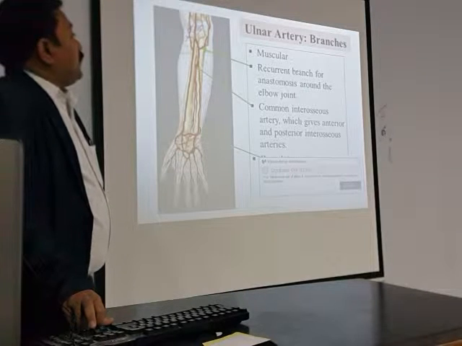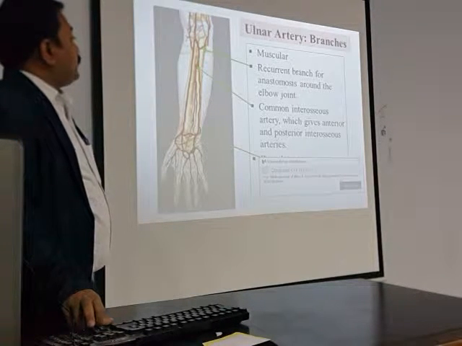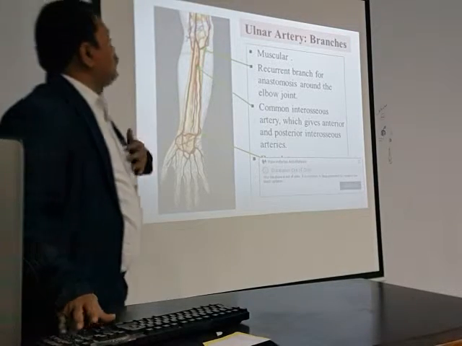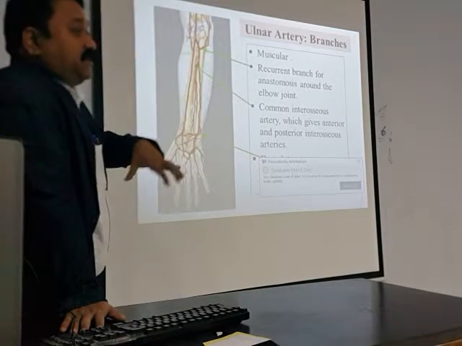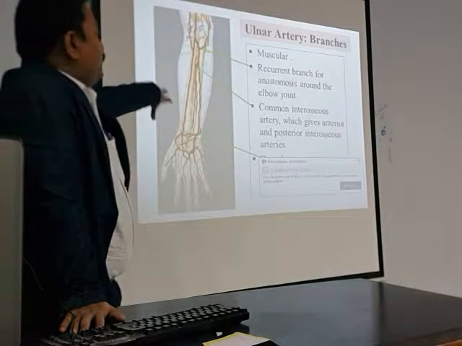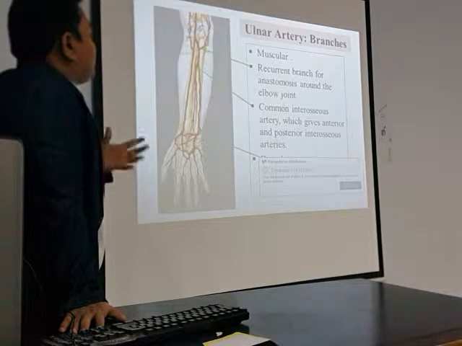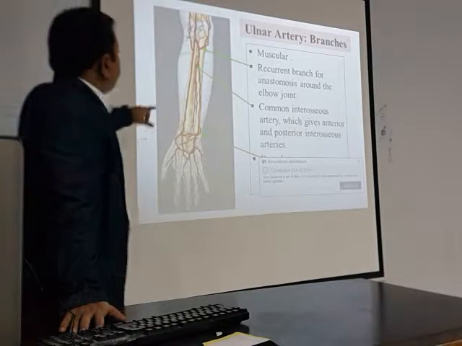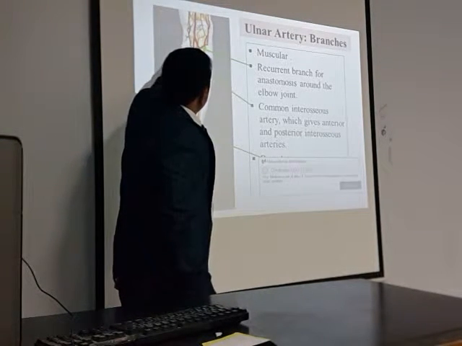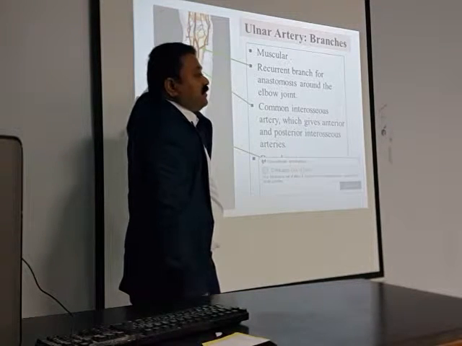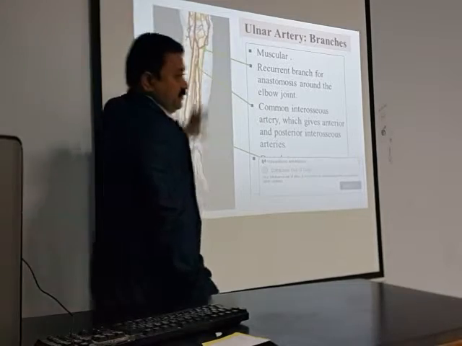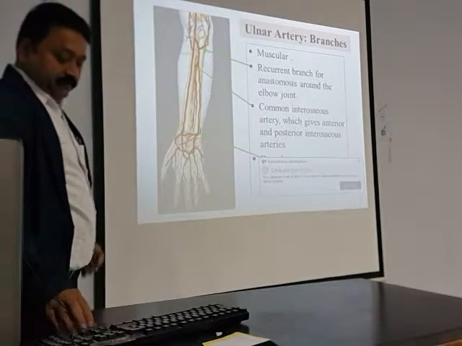Next is about the ulnar artery branches. It gives rise to muscular branches and recurrent branches for the anastomosis around the elbow joint, isn't it? We have seen already. And the common interosseous artery, which gives rise to the anterior and the posterior interosseous artery. So this is the common interosseous artery, which is a branch from the ulnar artery, isn't it?